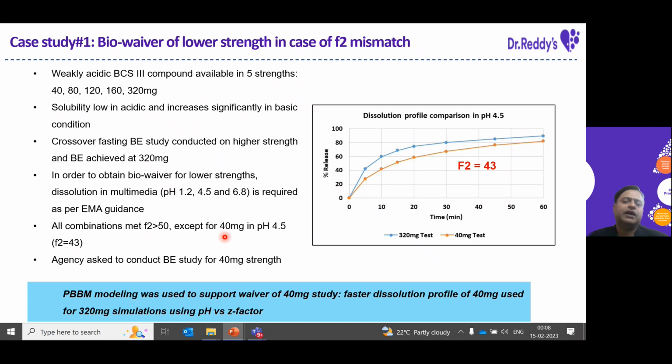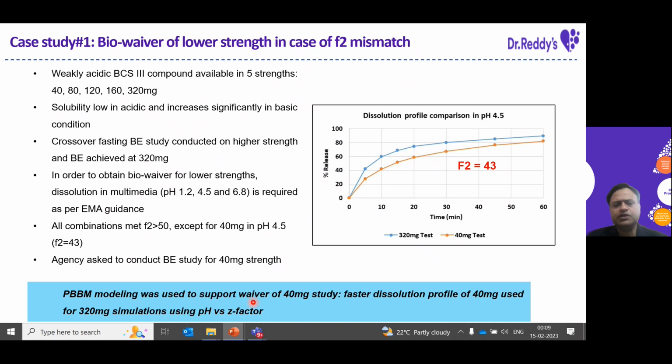However, for 40 milligram at a specific pH, which is pH 4.5, the F2 mismatch was there, and we were getting an F2 of 43. As you can see in the right graph, the 320 milligram pivotal test is the blue line, and below it is the test product. Since we could not show the similarity, we were asked by the agency to conduct the BE study at the lower strength to justify the approval for the 40 milligram strength.